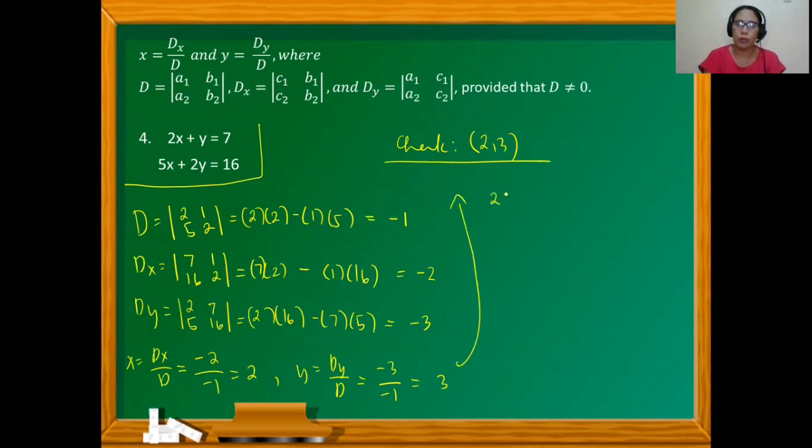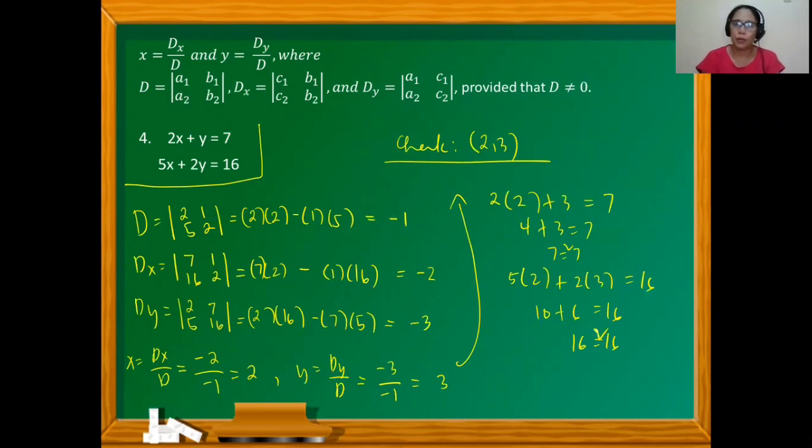So we have 2 times 2 plus 3. Is it equal to 7? So is 4 plus 3 equals 7. So 7 equals 7. For the second equation, this is 5 times 2 plus 2 times 3 equals 16. So this is 10 plus 6 equals 16. So 16 equals 16.